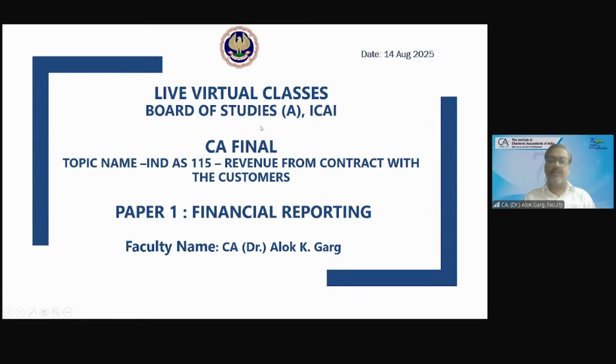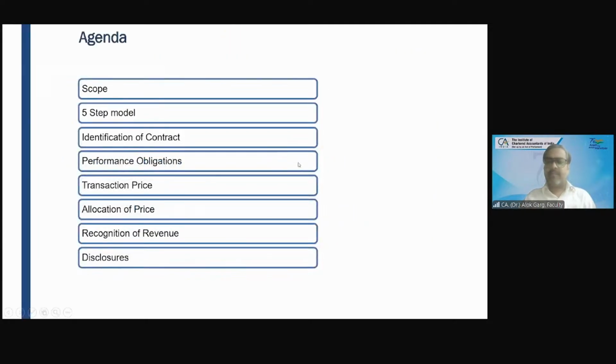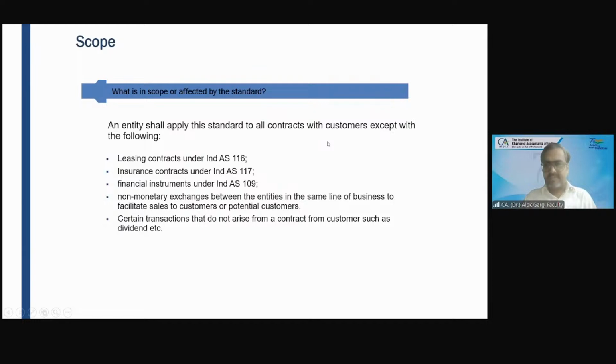So students, today we are going to take the fourth class on Ind AS 115. Friends, up to now, in the last three classes, we have covered three steps. Step number 1, identification of contract with the customer. Step number 2, determine the performance obligation. Step number 3, determination of transaction price, right?